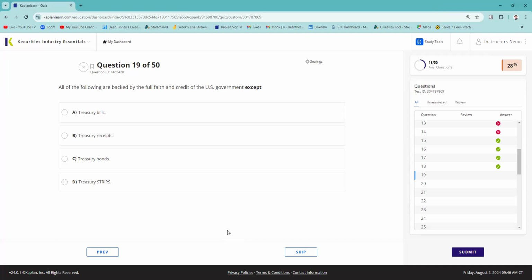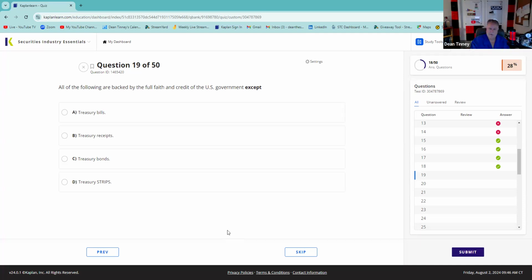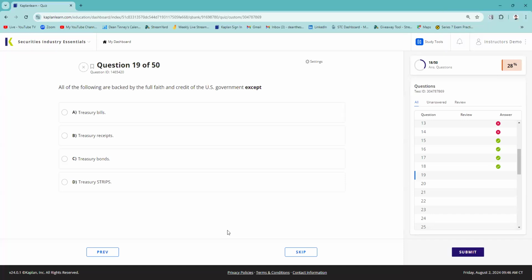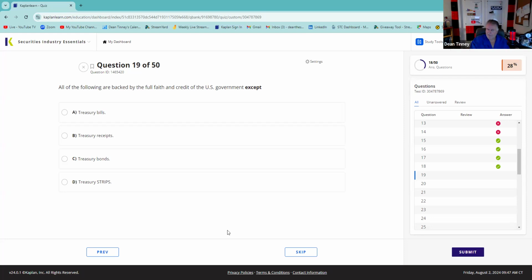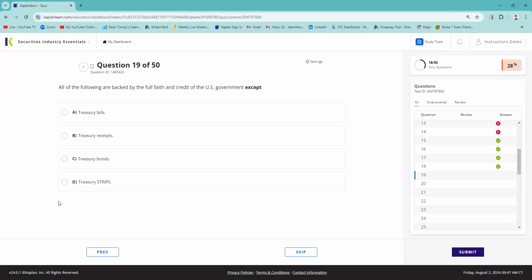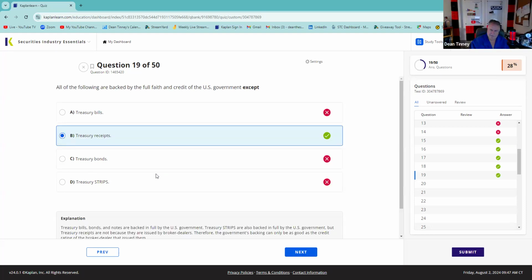Are bills backed? Well, bills you're getting directly from the U.S. Treasury. Treasury bonds, you're getting directly from the U.S. Treasury. Treasury strips, you're getting directly from the U.S. Treasury. Treasury receipts, I told you, are created by broker dealers. Oh, so then it must be B. Yeah, that's right, because they're buying the bonds and stripping them.